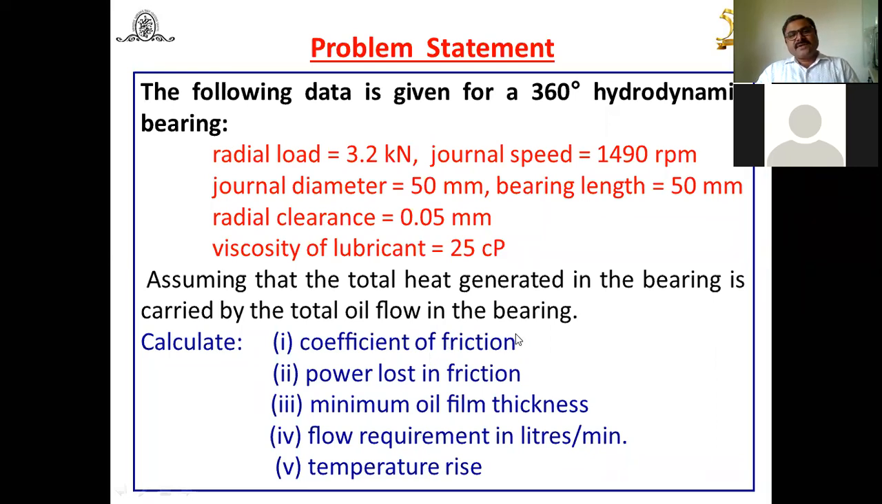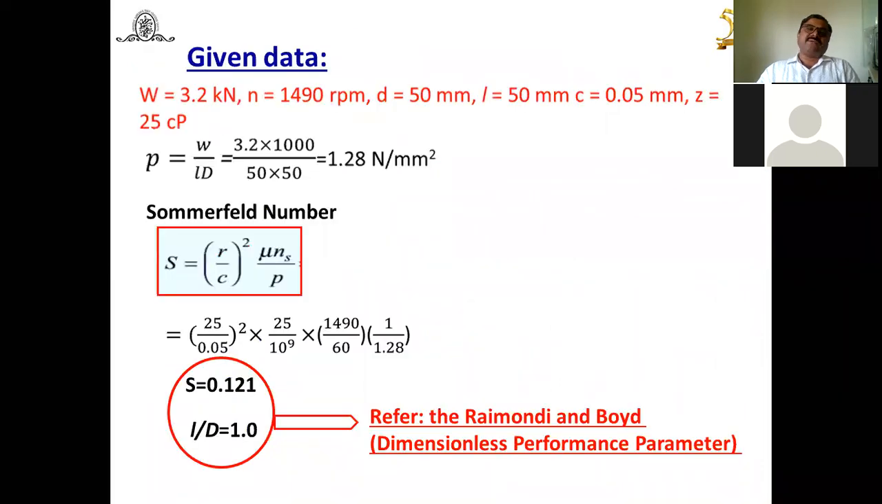Again, in an earlier session, we have seen the hydrodynamic journal bearing using the Raymondi and Boyd method. That time we saw the different expressions of the non-dimensional parameters and variables. Those equations or variables we are going to use in today's problems. Now let us start with the given data. So what is given? Try to understand.